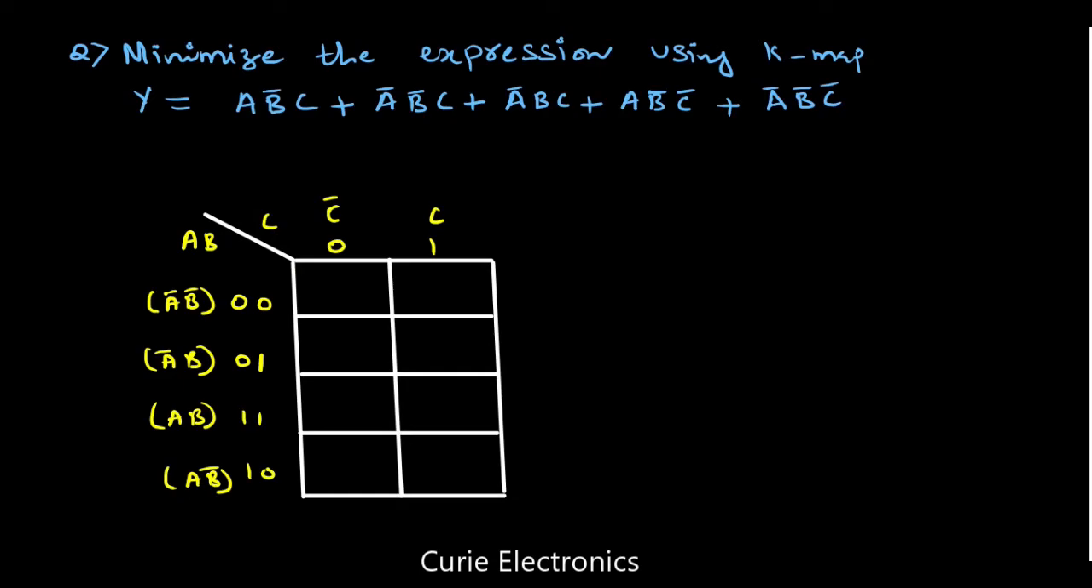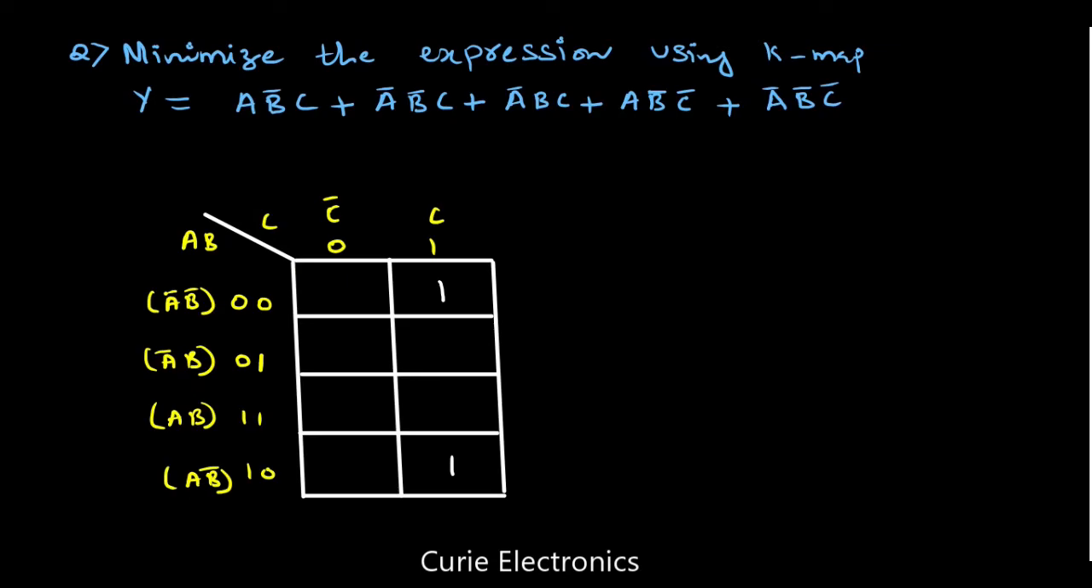Now we are minimizing the expression using the K-MAP. First literal, what is the literal? A, B bar, C. Where is it? The last row, A B bar C, here. Next is A bar, B bar, C. A bar B bar, first row, C, last column.